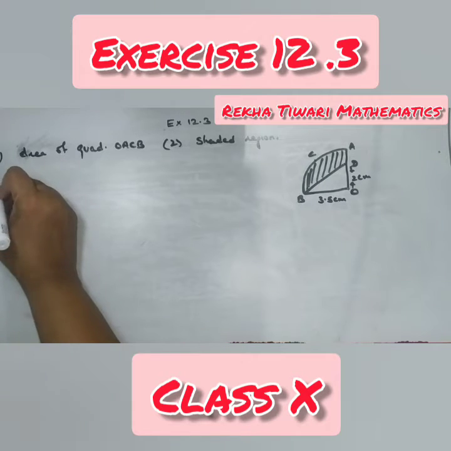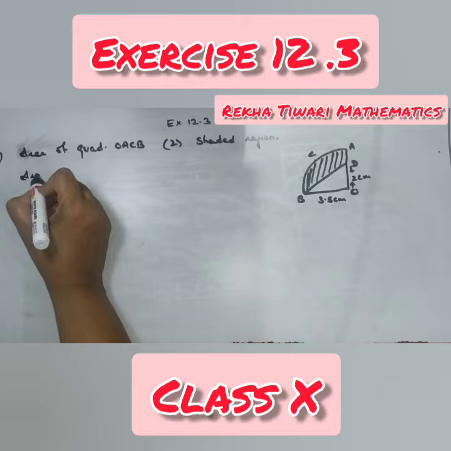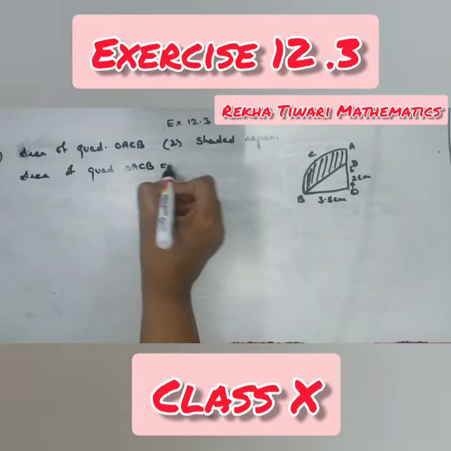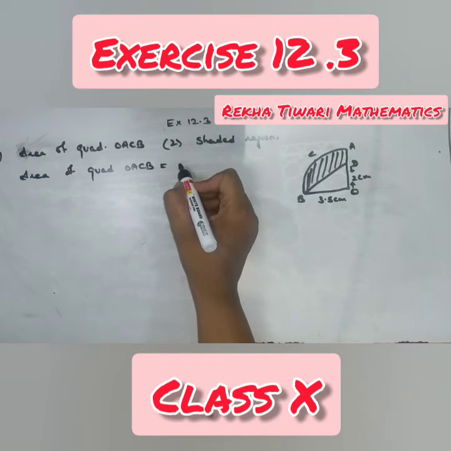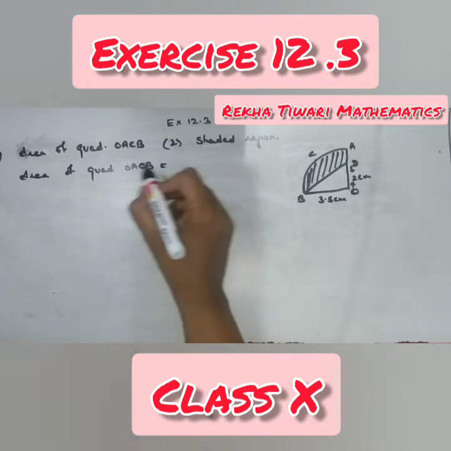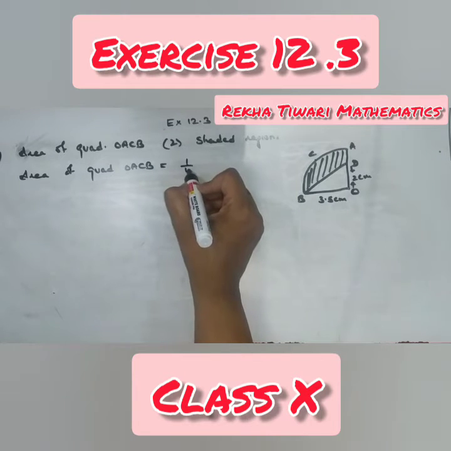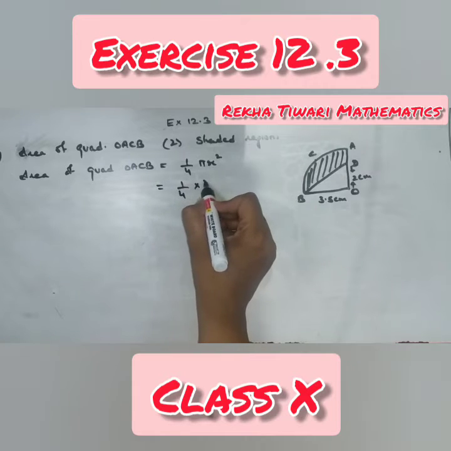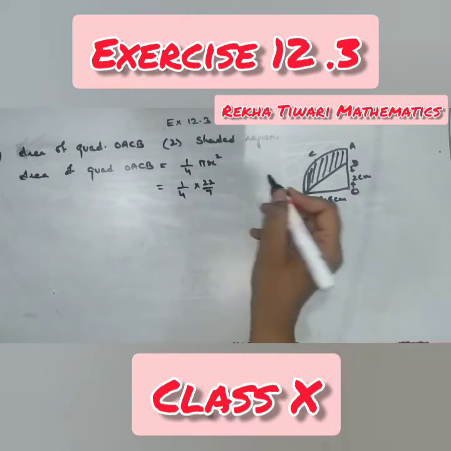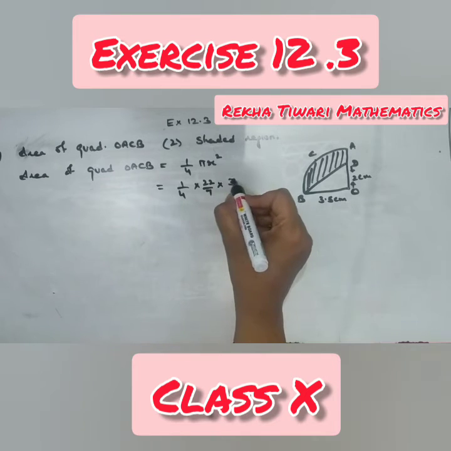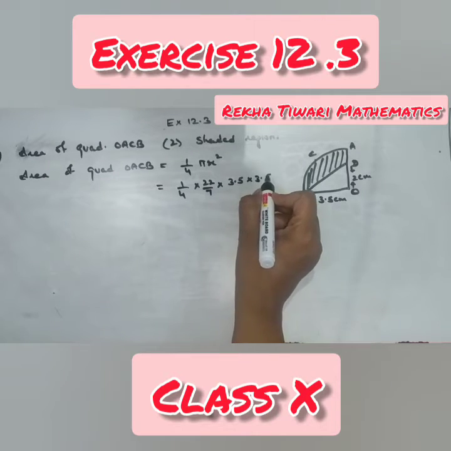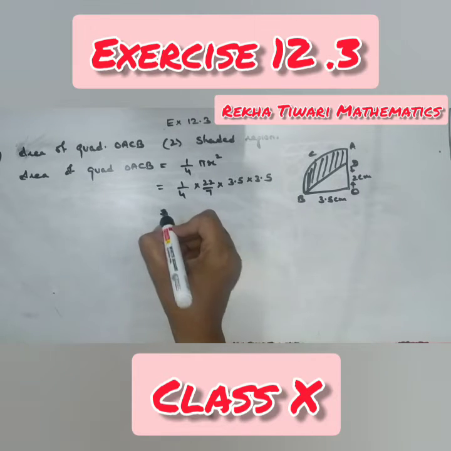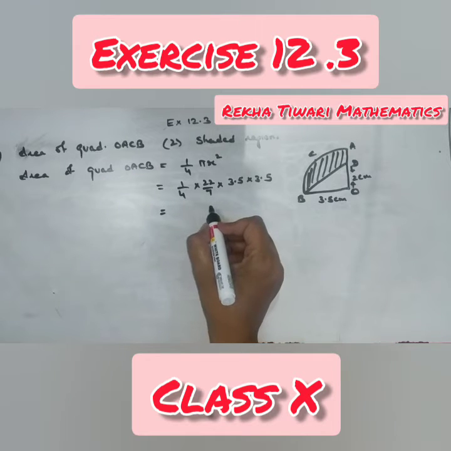Let's start the question. First part. Area of quadrant OACB is equal to, either you write theta by 360 into pi r square by taking theta as 90, and since it is quadrant I can directly use 1 by 4 pi r square. So this is 1 by 4 into 22 by 7 into radius is 3.5 into 3.5. Okay, so when you solve this you will get the answer as 77 by 8 centimeter square.